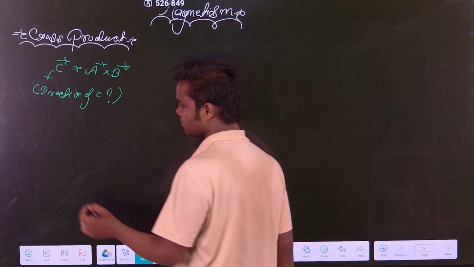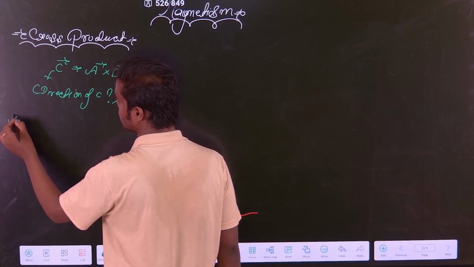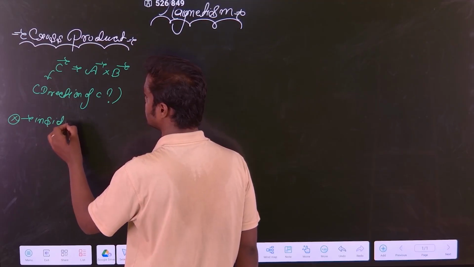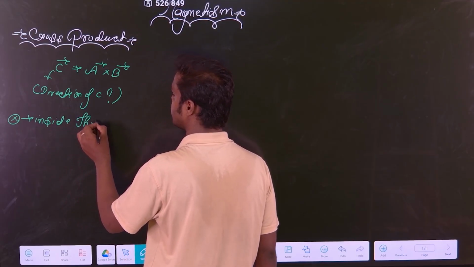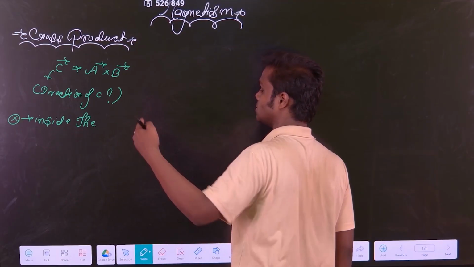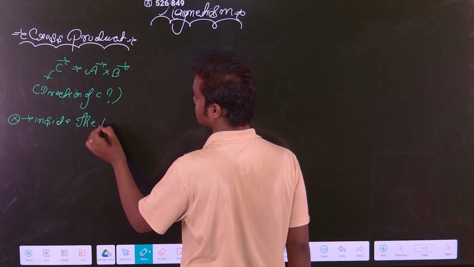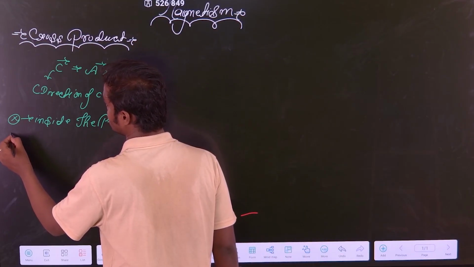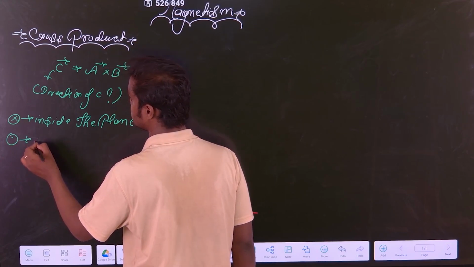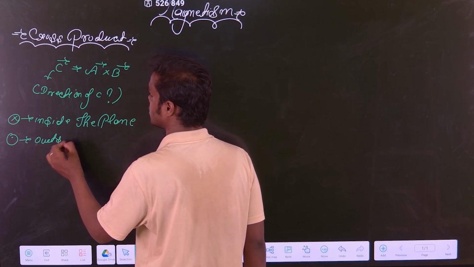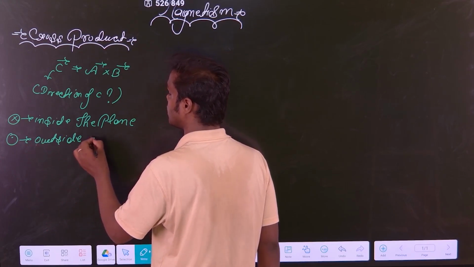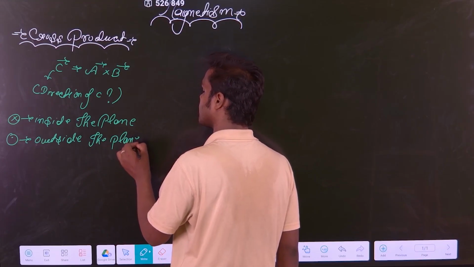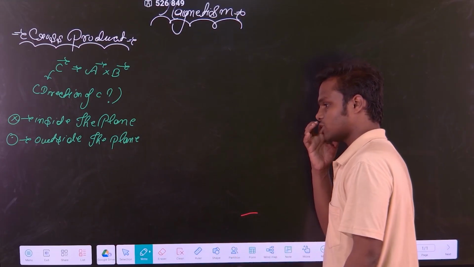Remember, what do we mean by cross? Cross means inside the plane. If this is my plane, then I am talking about inside the plane. And if there is a dot, it means outside the plane. These are the few things required at the start of the chapter, so you should know inside the plane and outside the plane.